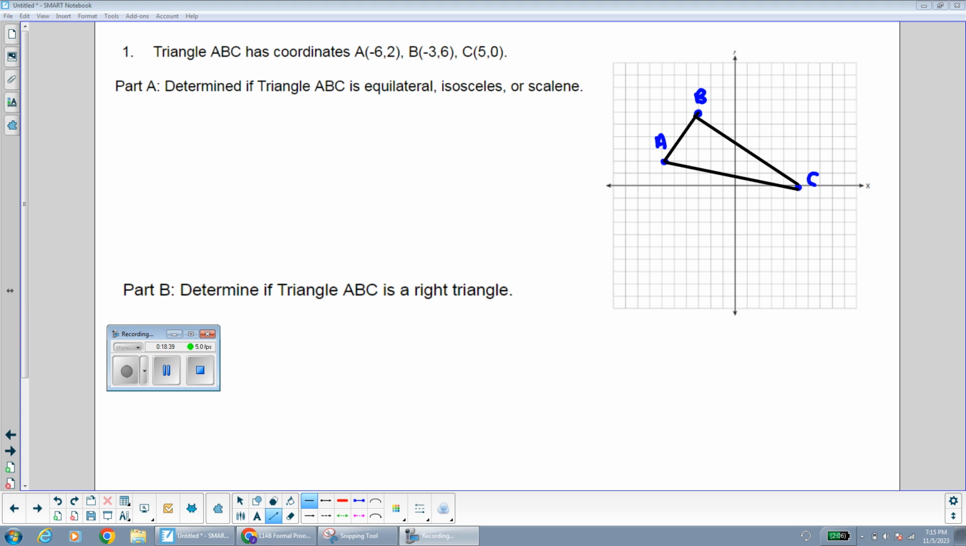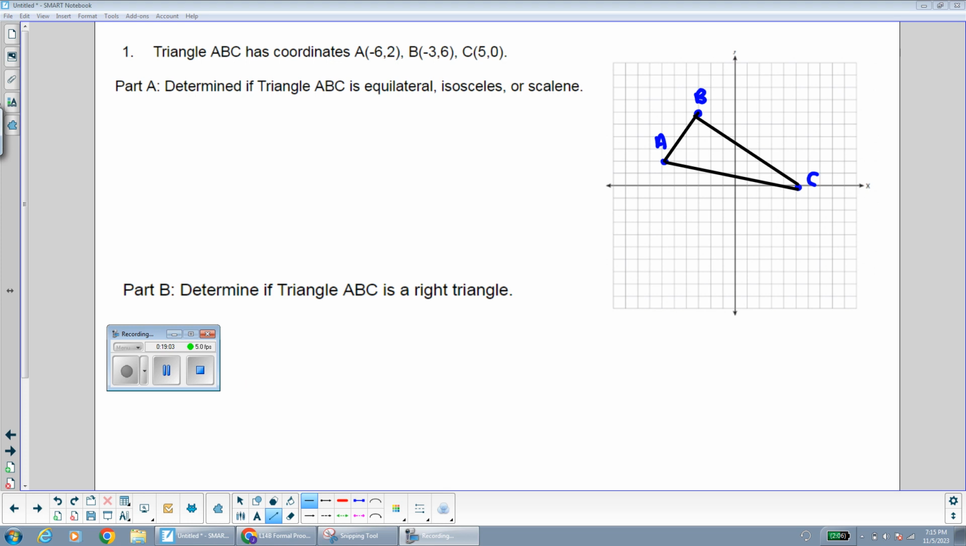Equilateral means 3 equal sides. Isosceles means only 2 equal sides. And scalene means no equal sides. So in order to see which one it is, I'm going to have to find the side lengths and compare. And we know that when we're finding lengths of sides or line segments, that is the distance formula. It's the distance between 2 points, between A and B, between B and C, and between A and C.